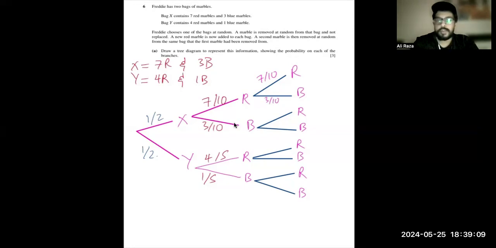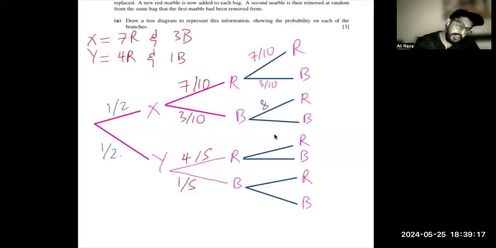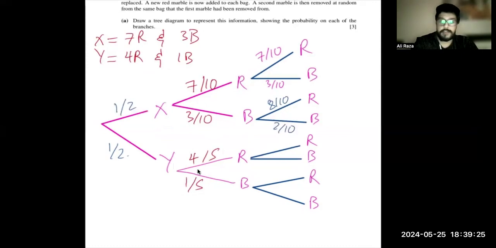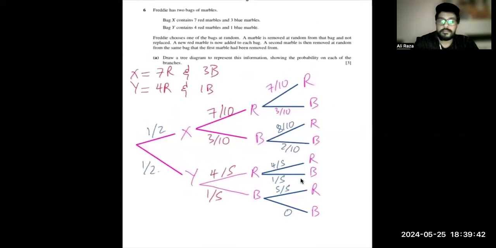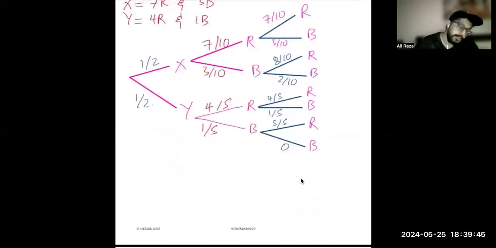If we remove the blue marble in the first trial and add another red marble, then we'll have 8 out of 10 red and 2 out of 10 blue. Now coming to bag Y, if we remove one red and add another red, we'll get the same probability. But if we remove one blue and add another red, we'll have 0 blue and 5 out of 5 red. This completes our tree diagram for question 6, part A.